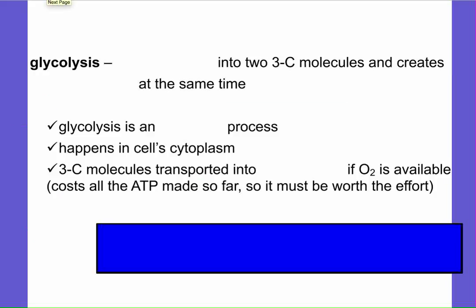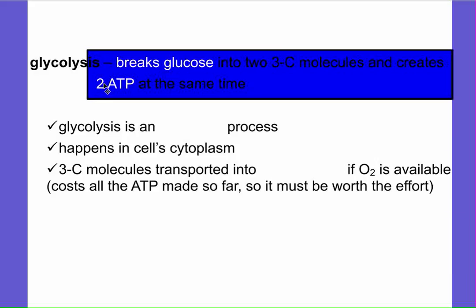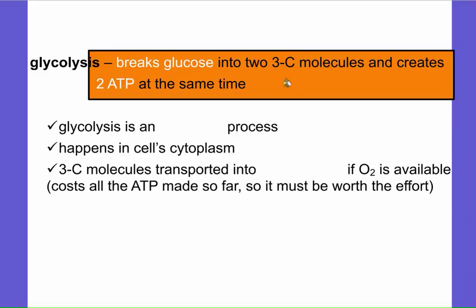Okay, so it all starts with glycolysis. And that's when you're going to break glucose into 2, 3 carbon molecules. You're also going to get some ATP in this process.